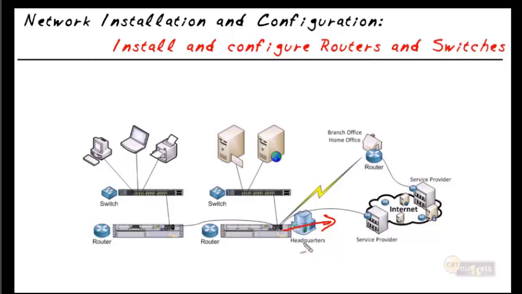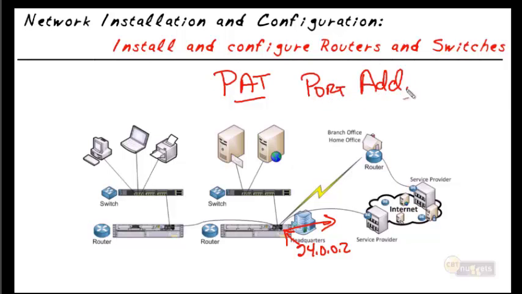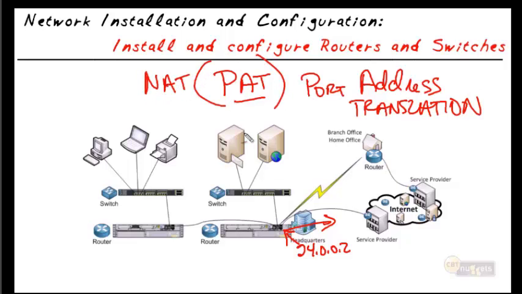Maybe we'll cheat a little bit. So the IP address of this interface is 24.0.0.2, we could use something called PAT, which is port address translation. And what it is, it's really a subset of NAT. It's like NAT's cousin. And here's how it works.